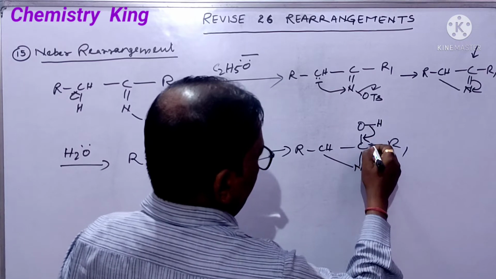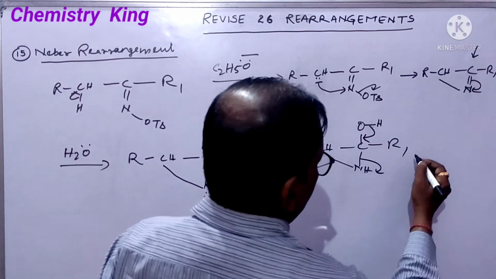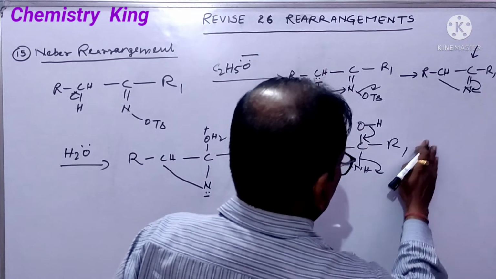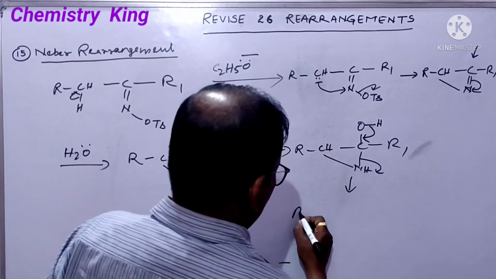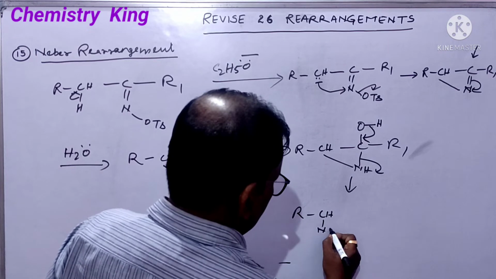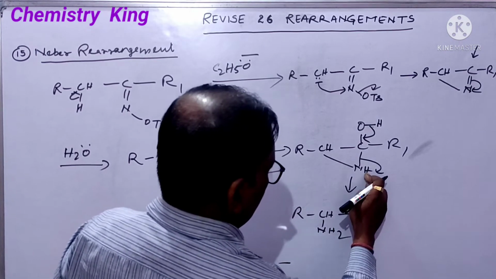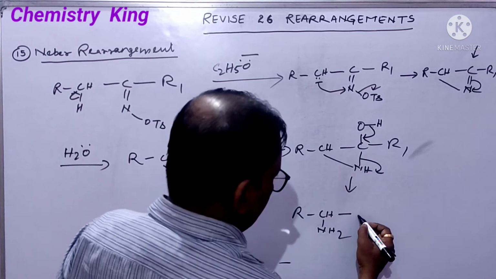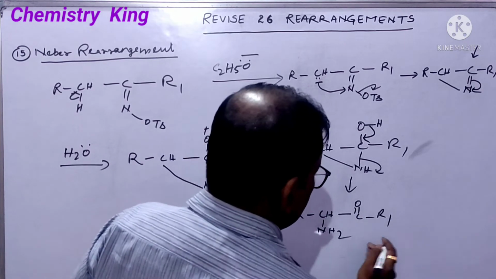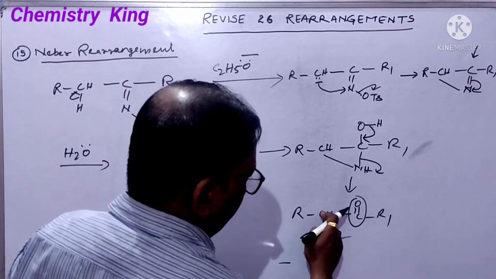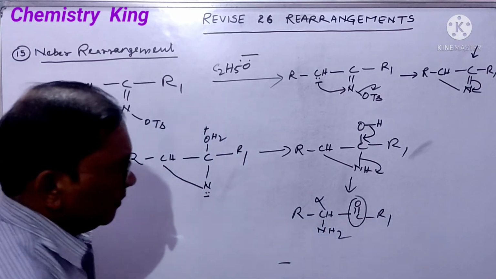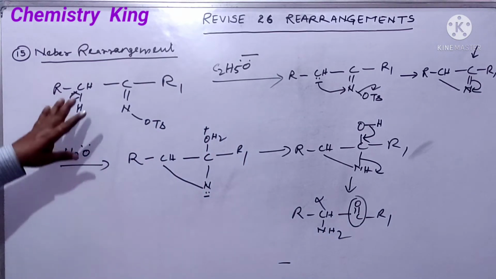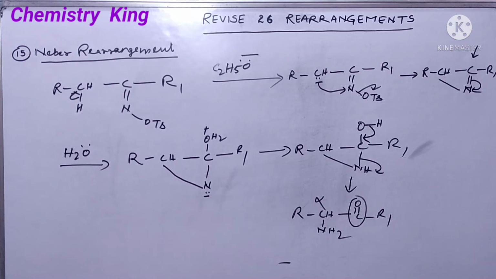Now this bond will break in this fashion and this bond will break in this fashion, and you will get RCH NH2 here, C double bond O R1. It is an amino group and it is at the alpha position with respect to this, so it is an alpha amino ketone. Okay, when oxime tosylate is heated with a base like ethoxide, you will get alpha amino ketone.